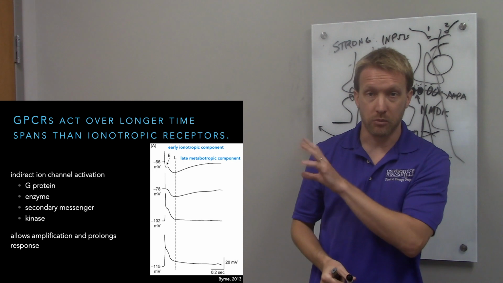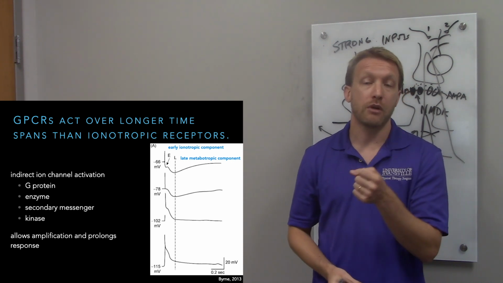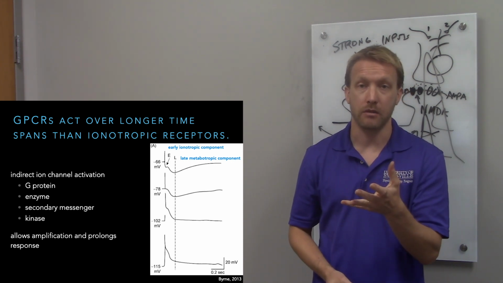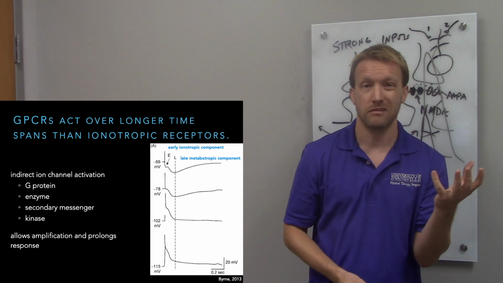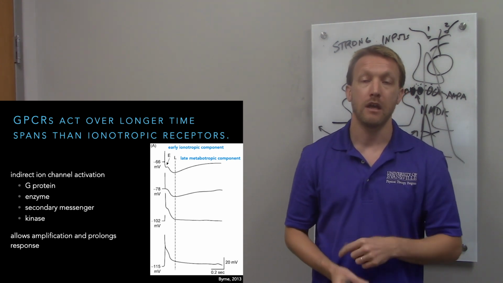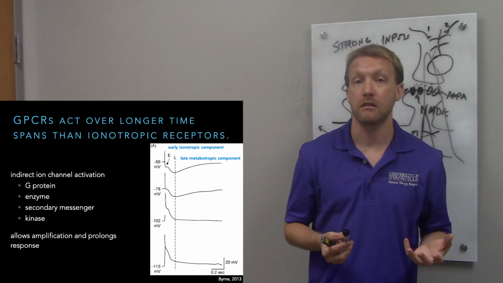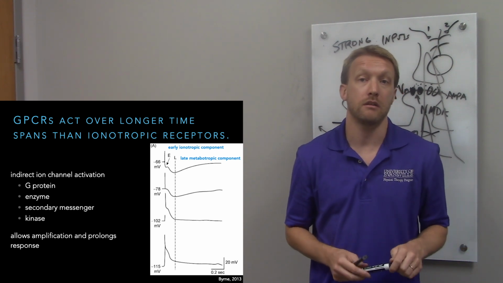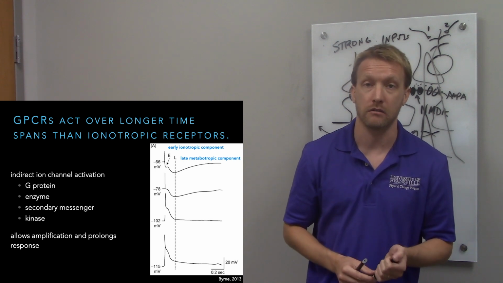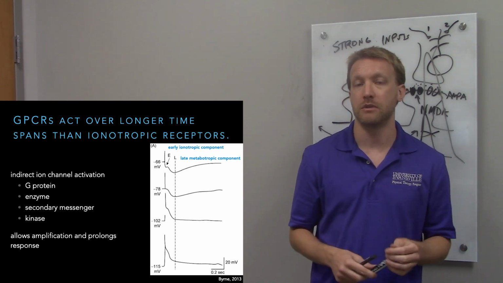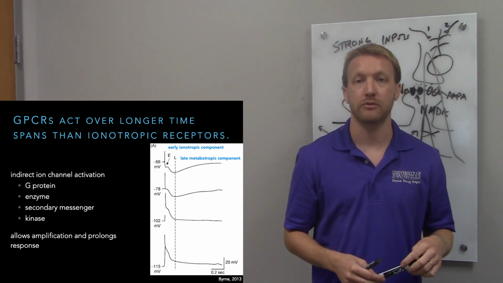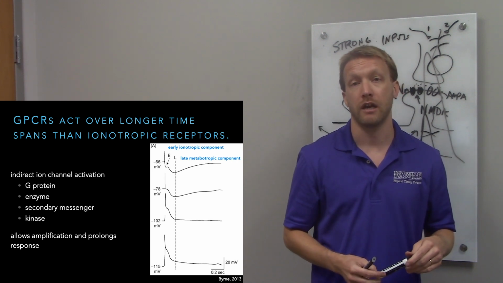Now really any of those bullet points over there work. Sometimes the G protein itself, like the beta-gamma complex, turns on an ion channel. And that's probably what's going on over here. Other times we make a secondary messenger, like cyclic AMP. And cyclic AMP then gates an ion channel. So there's several possibilities for how metabotropic receptors eventually turn on an ion channel.